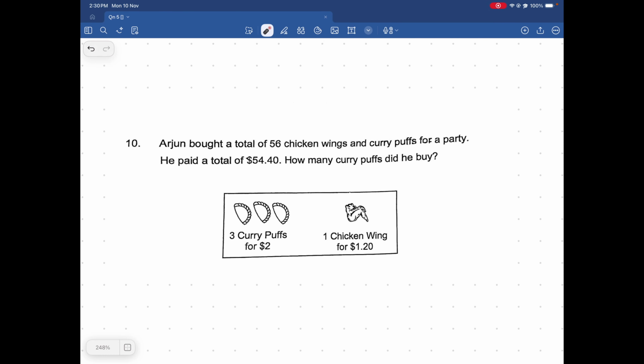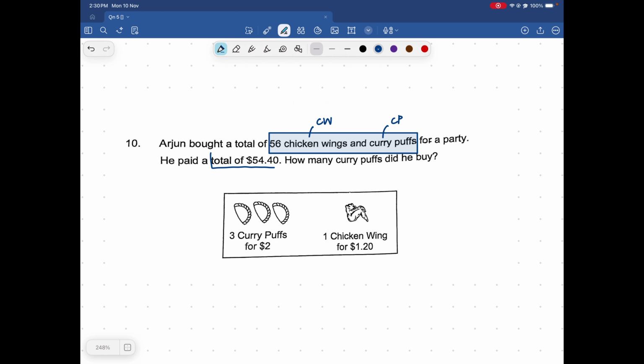Let's solve this question with me. Arjun bought a total of 56 chicken wings and curry puff for a party. Very important key phrase, 56 chicken wings and curry puff. I'm going to give chicken wing a short form of CW and curry puff CP, so I'll be using the acronyms throughout this question as we do it. He paid a total of $54.40 for this. How many curry puff did he buy?